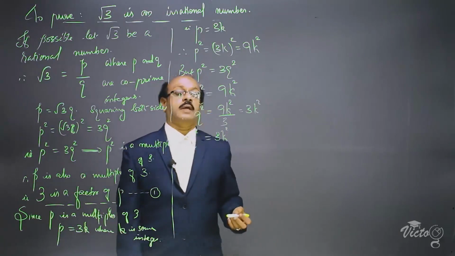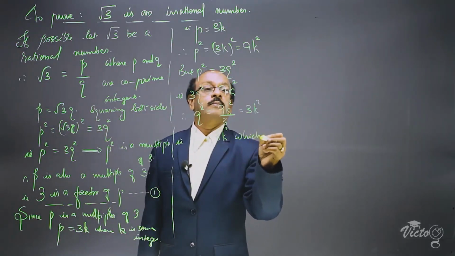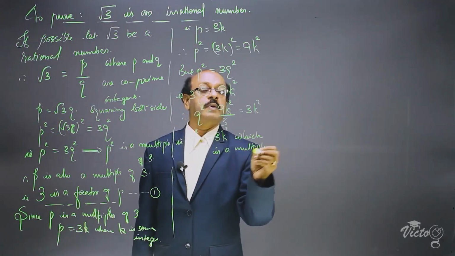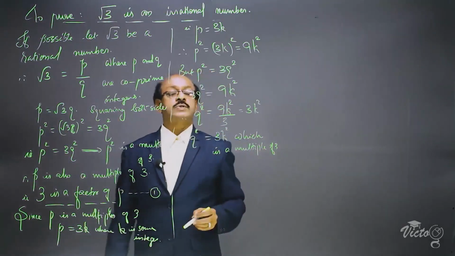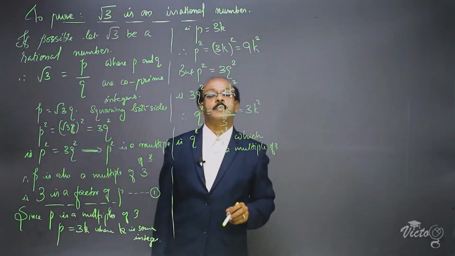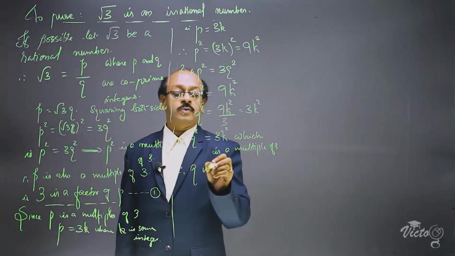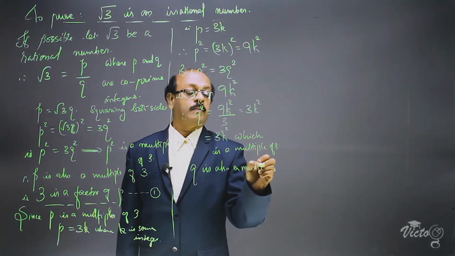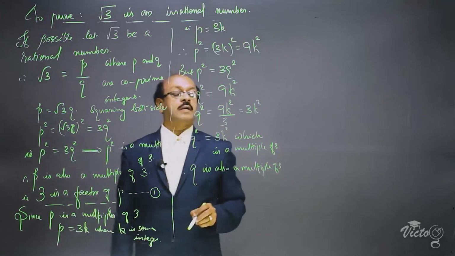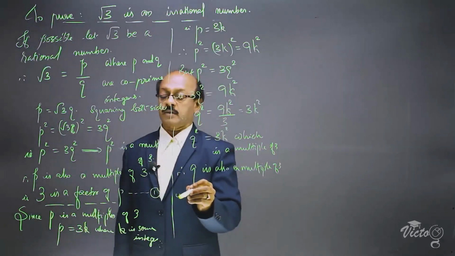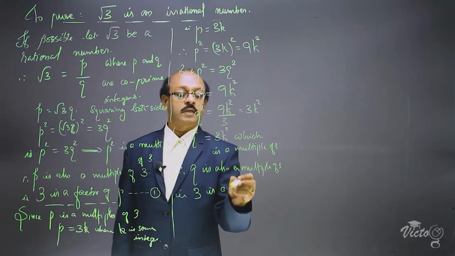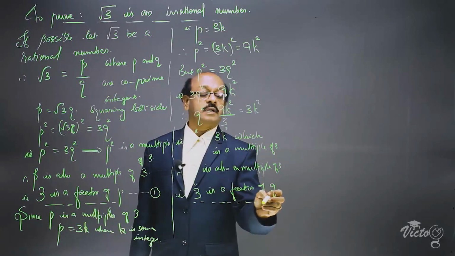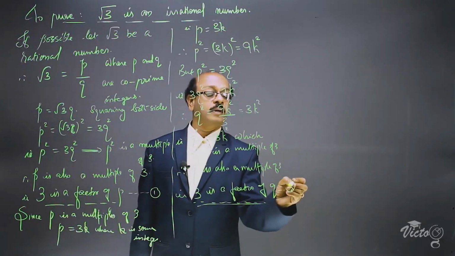Clearly, q square is a multiple of 3. Since q square is a multiple of 3, q must also be a multiple of 3. That means 3 is a factor of q also. Here we are noting this as statement number 2.